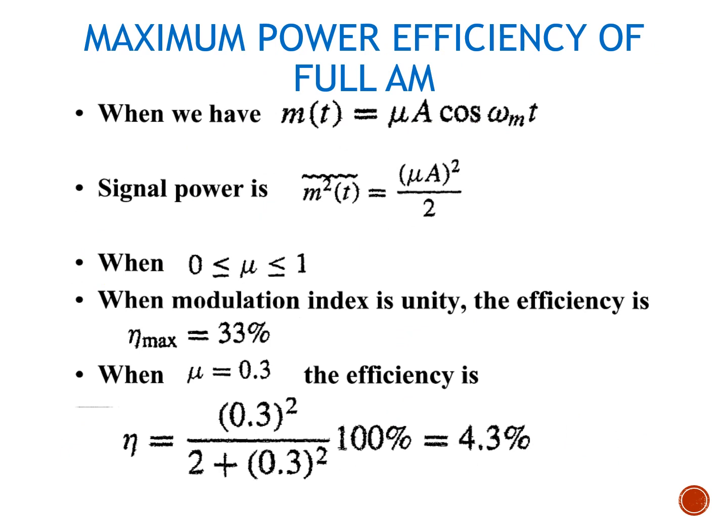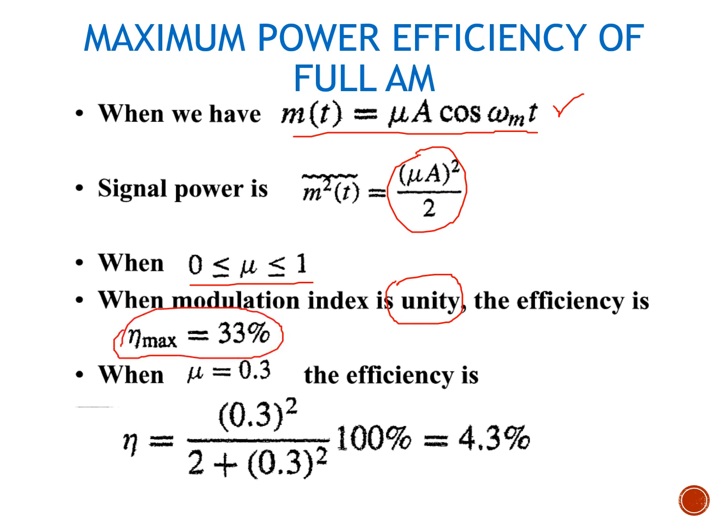Now let's substitute some parameters. When we have m(t) equal to mu A cos omega m t, this is a tone modulation. Our baseband signal is a sinusoidal signal. The signal power is equal to this. Because the modulation index can be between 0 and 1, let's say we have a modulation index of 1, unity. That will give us the maximum efficiency of 33%. If we use any other value of modulation index, the efficiency would be reduced. If we use any value less than 1, the efficiency of the system will be reduced.